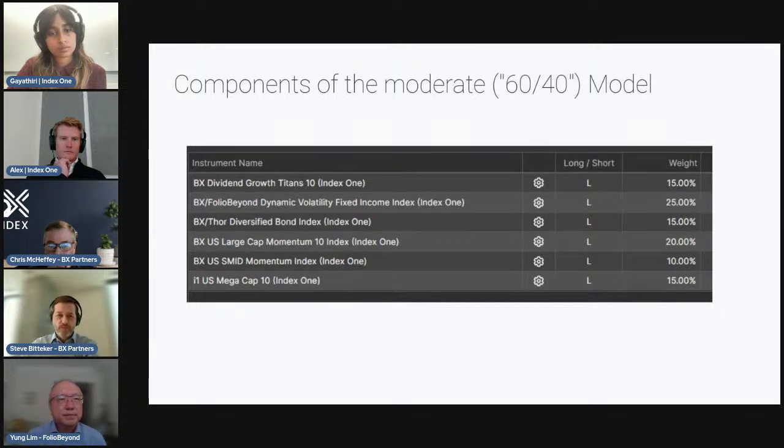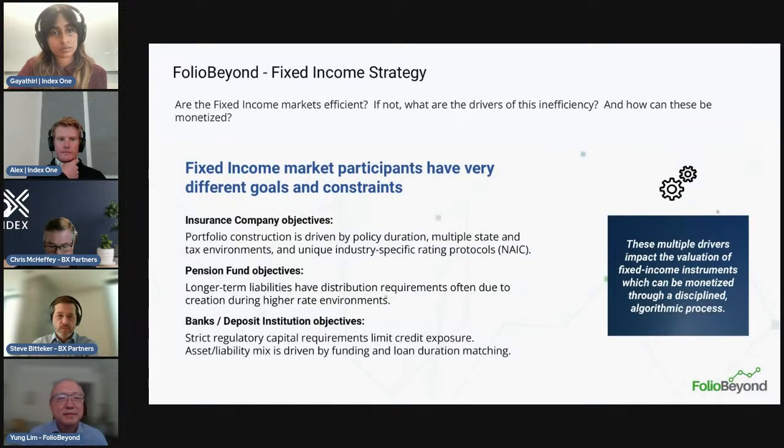Now, since the FolioBeyond dynamic volatility is so prominently featured in so many of our models, we wanted to get Young on to talk about the thought processes behind dynamic volatility and what it's going to do for you. So Young, why don't you take it from here? Yeah, thanks, Chris. So I wanted to talk more about our fixed income model, how it's constructed.